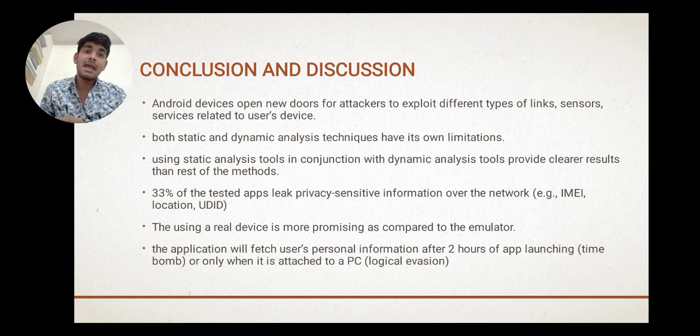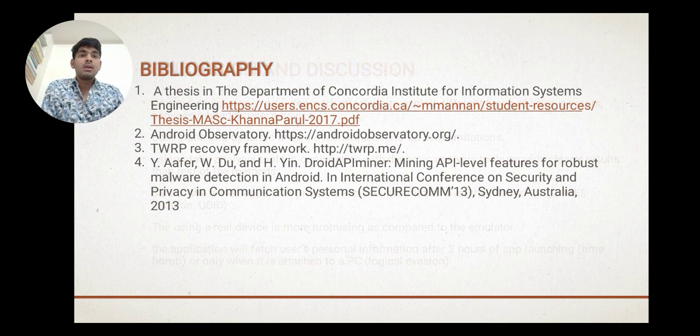33% of tested apps leak privacy sensitive information over the network, for example IMEI, location, IMSI, UDID, and Android ID. Using a real device is more promising compared to the emulator. The application may fetch the user's personal information only after 2 hours of app launching, like a time bomb, or only when it is attached to a PC.